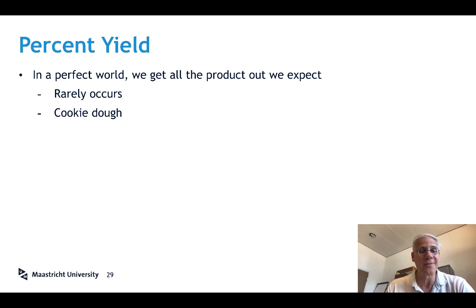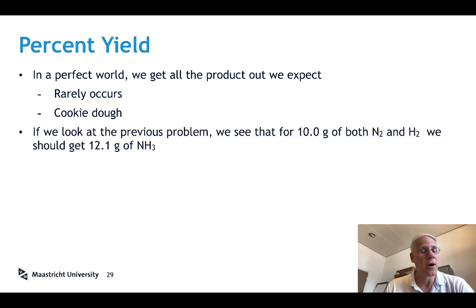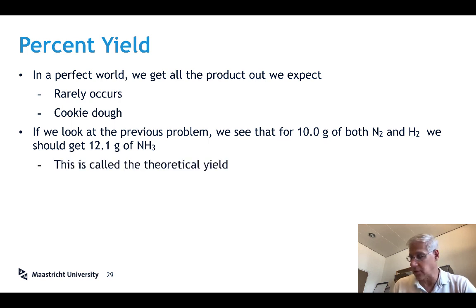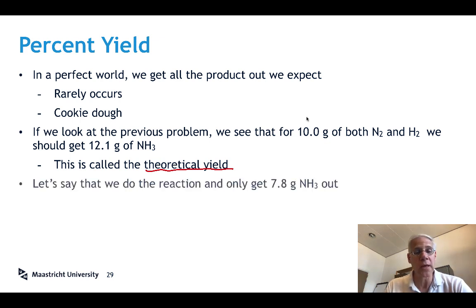Now, I don't recommend snacking on the chemicals when you're working on a reaction. However, other things can happen that keep your chemical reaction from going all the way to completion. If we look at that previous problem with the ammonia, we saw that if we added 10 grams of N2, 10 grams of H2, we should get 12.1 grams of NH3. That 12.1 grams has a term, and it's called the theoretical yield. That's the amount of material we should get out.